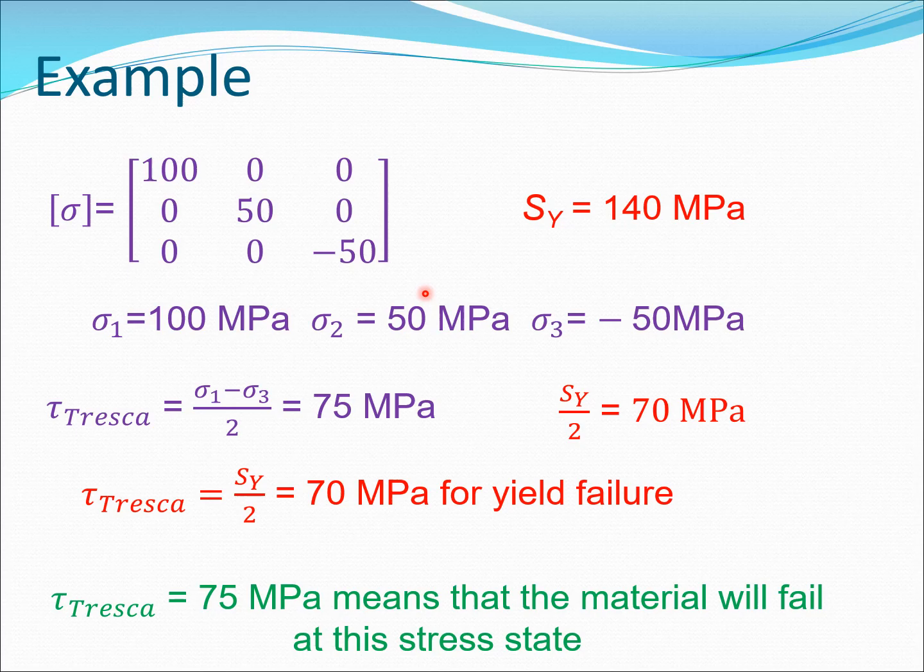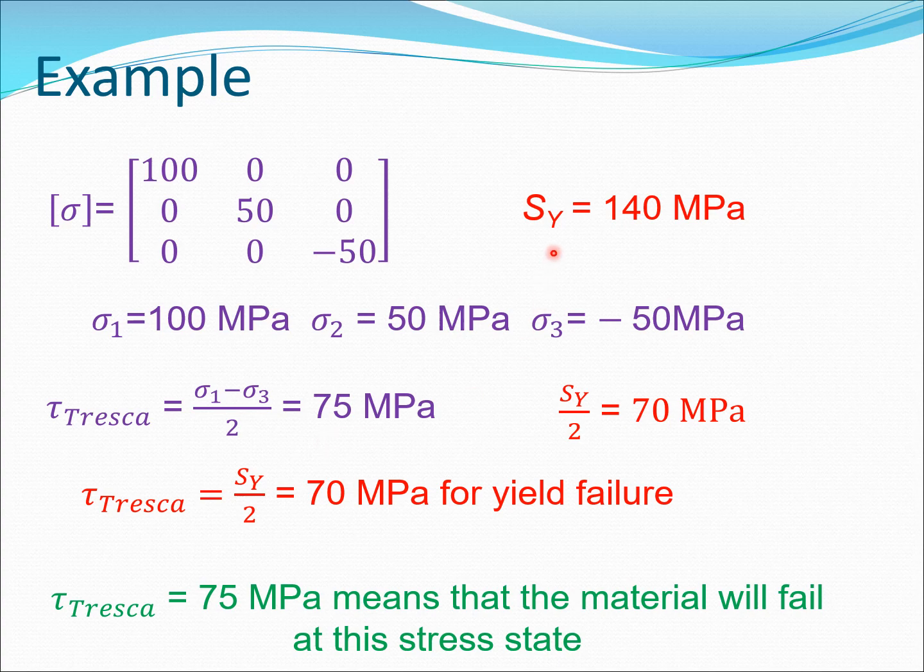Now for this particular matrix you can calculate the principal stresses, and they will be 100, 50 and minus 50. So these are the three principal stresses here, and in this case you clearly see sigma 1 is 100, that's the maximum, sigma 3 is minus 50, that's the minimum here. So we have ordered these principal stresses. Now I can immediately calculate tau Tresca as sigma 1 minus sigma 3 by 2. So that would be 100 plus 50 by 2, that would be 75 megapascal.